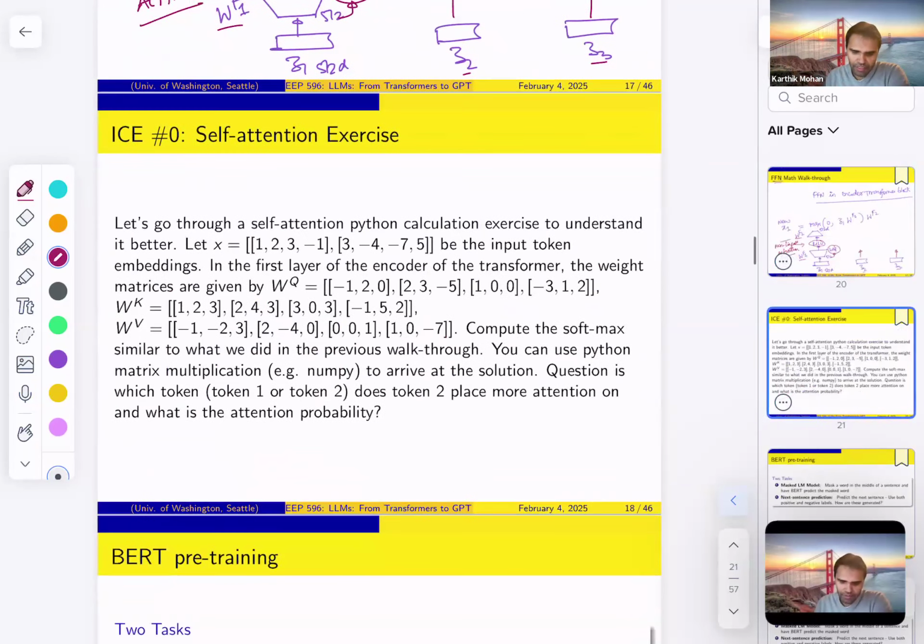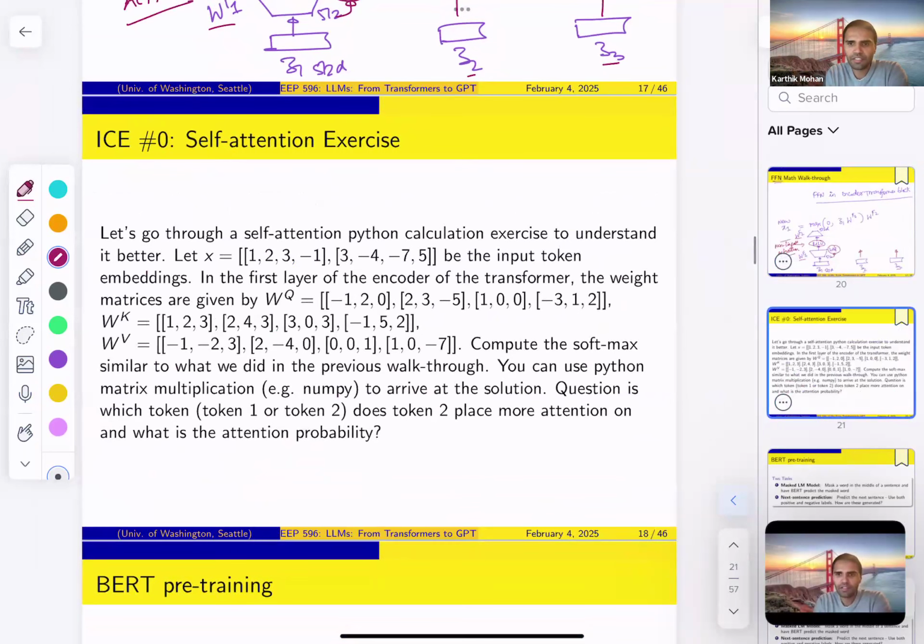So with that, let's do a self-attention exercise. Just take 5 to 6 minutes to do this. It's very simple. Let's say you had two vectors, x1 and x2, and then you had the encoder matrices WQ, WK, WV. Let's see, why do we have four of these?